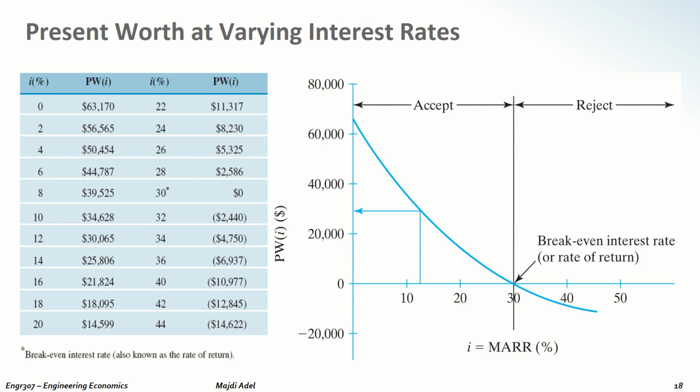And we see that the higher the interest rate, or MARR, the present worth decreases. As I increase the interest rate, the present worth decreases until we reach an interest rate of 30%. If you notice, at 30% the present worth equals 0. This is the break-even interest rate.